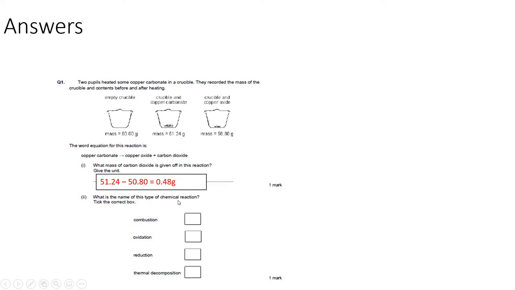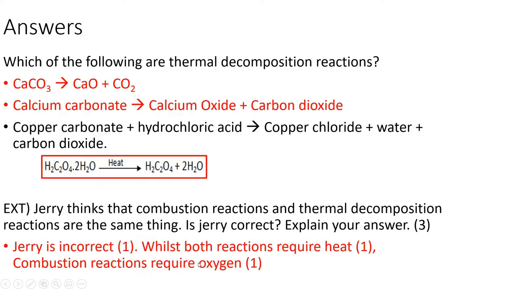So what is the name of this type of chemical reaction? Well, it's thermal decomposition. It's this bottom answer here. Okay, next, which of the following reactions are thermal decomposition reactions? So it's the first, the second and the fourth, because all of these show one compound being heated up to form more than one compound at the end.